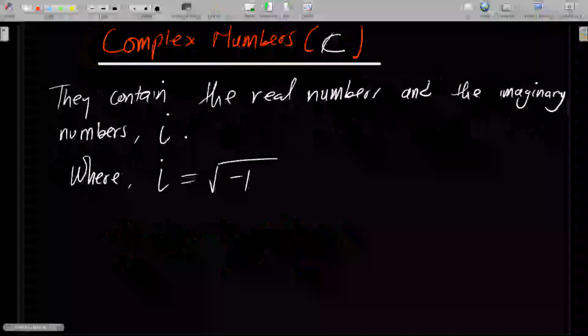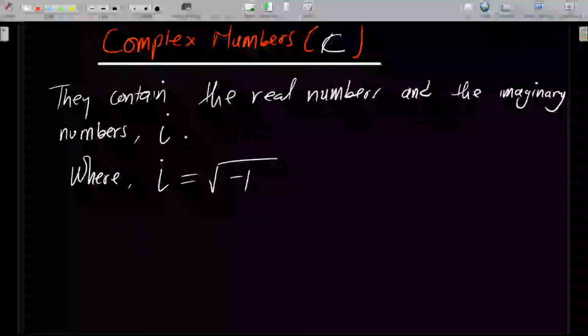The last number system that has been discovered so far, that you are supposed to know, is the complex numbers. The complex number brings in the imaginary part of numbers. The complex numbers contain all the real numbers and the imaginary numbers as well.